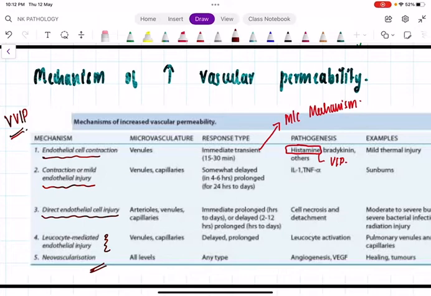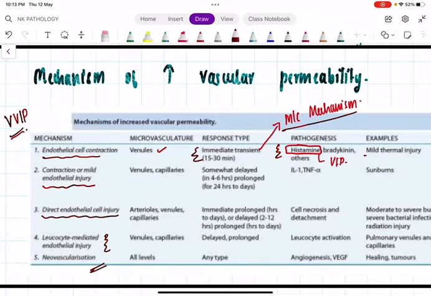Each of these mechanisms will occur in certain areas of the microvasculature. For example, endothelial cell contraction occurs in venules. It is an immediate transient response. It is immediate and at the same time it is transient. That means it will last only for a few minutes. Remember, this immediate transient mechanism of endothelial cell contraction is the most common mechanism for increased vascular permeability, and it is because of a very important mediator, that is histamine.